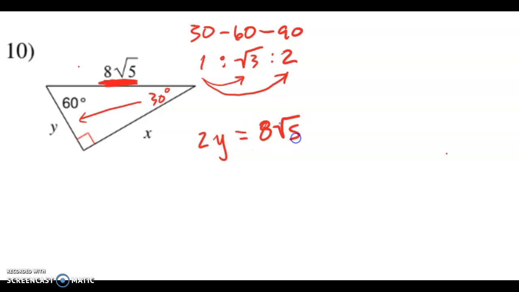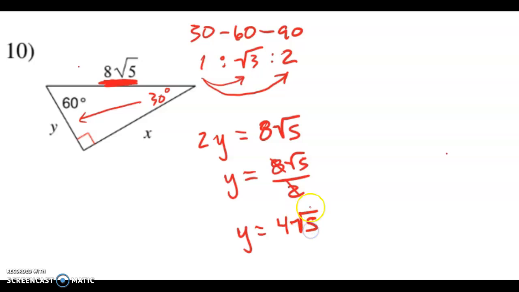We know an expression for the hypotenuse, so plug it in. Go through and solve for y. We get y equals 8 root 5 over 2. Simplify, and we get y equals 4 root 5. So that's nice because we can now use that expression for y and solve for x.